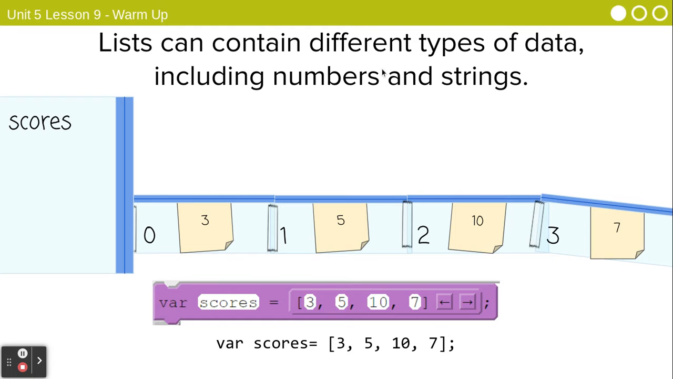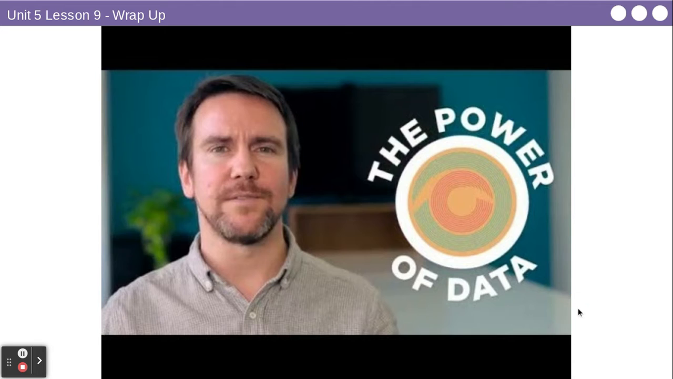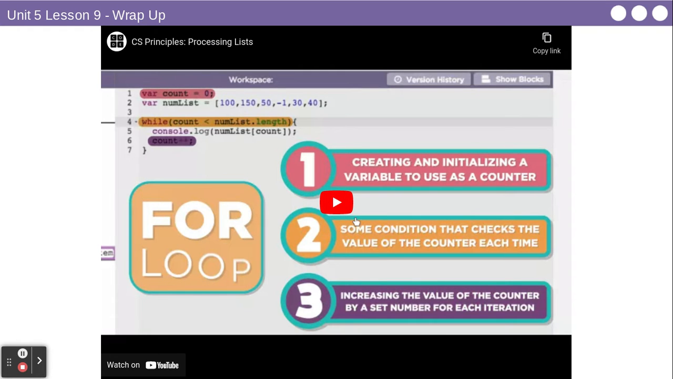The next thing: lists can contain different types of data, including numbers and strings. And here, again, same thing. It's just using numbers instead of words. The other thing we talked about were loops. And today we're going to work more with loops, but also with traversals. So here's a quick video to watch, and then we'll just talk a little bit about traversals, and that'll be it.